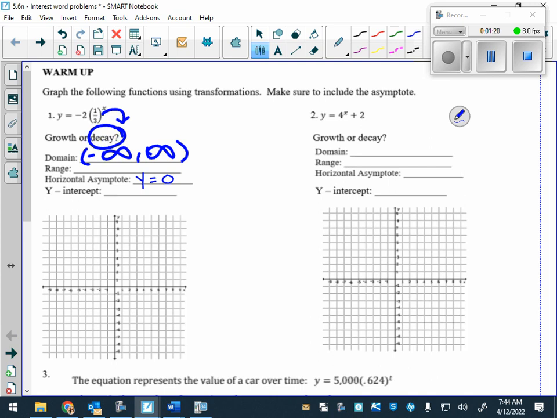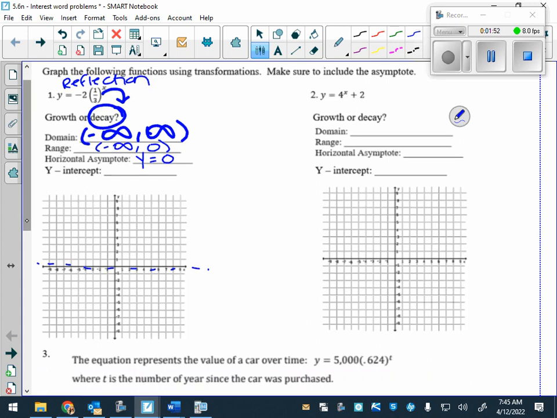It is a reflection, okay? It is a reflection because of the negative. So since it's a reflection, it's going to be flipped over, and our horizontal asymptote is 0. So our range would be negative infinity to 0. It's negative infinity because it's flipped over, and our horizontal asymptote is 0.